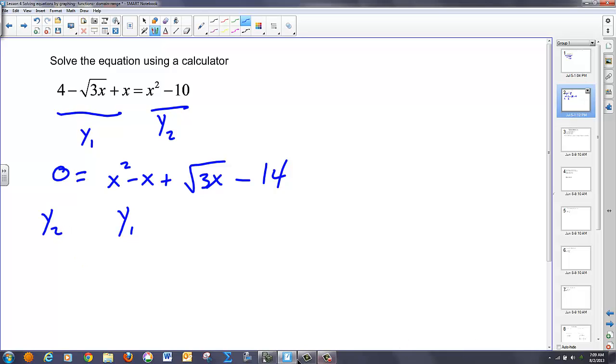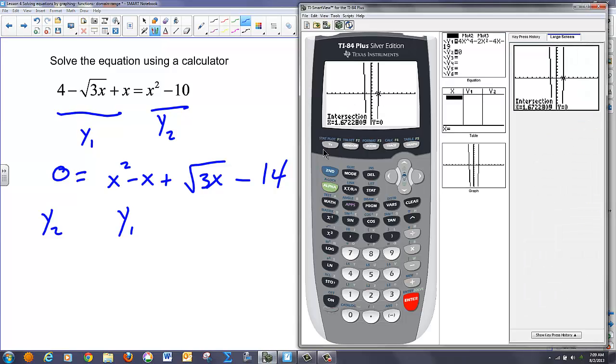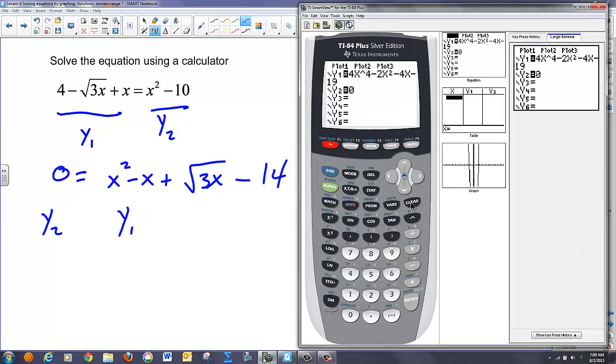Then find the intersection of those two curves. So let's go back to our calculator, go to y equals, and clear this first equation out. And now I'll type in my new equation of x squared minus x plus square root. So here's my square root button in blue. And notice you'll get a parenthesis. You want to put the whole 3x inside of there. Close those parentheses off. And minus 14.